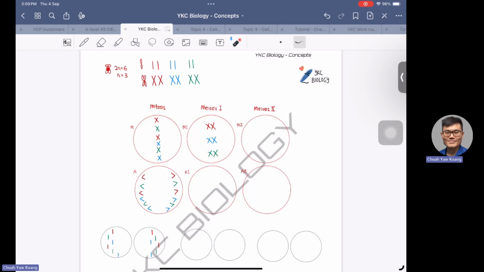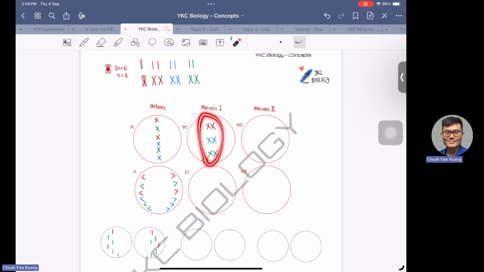So if you ask me, is there any homologous chromosome in mitosis? Actually, yes. It's just that they don't pair up. While in meiosis 1, they still have the homologous chromosome pair. Same thing, it's just that they pair up compared to the mitosis. That is the major difference.